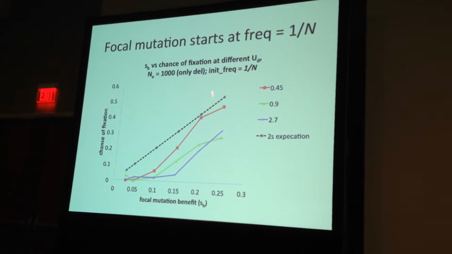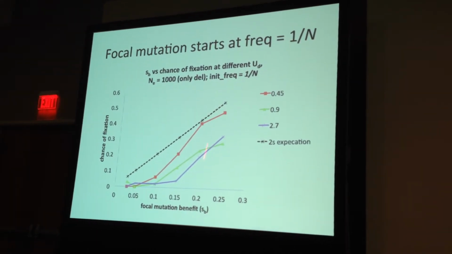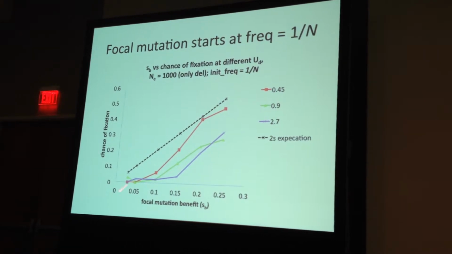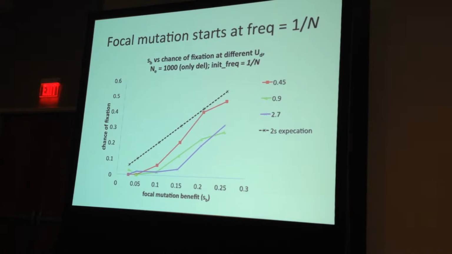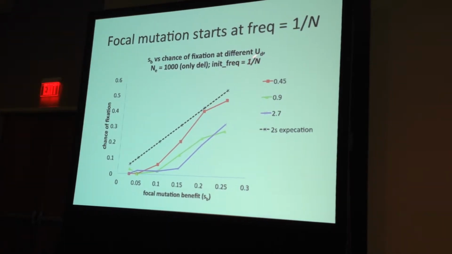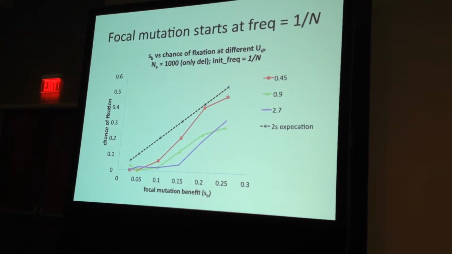And a reason why it's deviating even more here is because the classical expectation 2S applies to smaller values of S. It's an approximation. The actual formula is different at higher values of S.